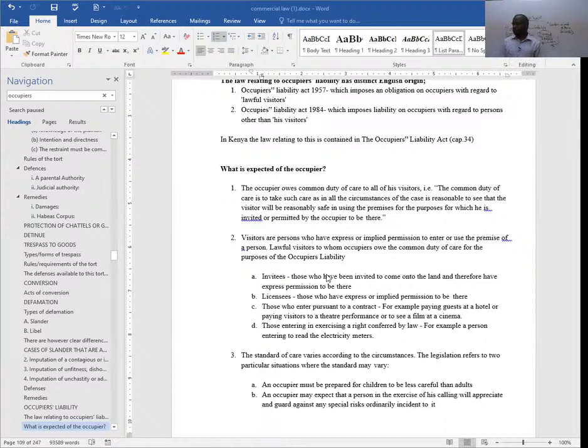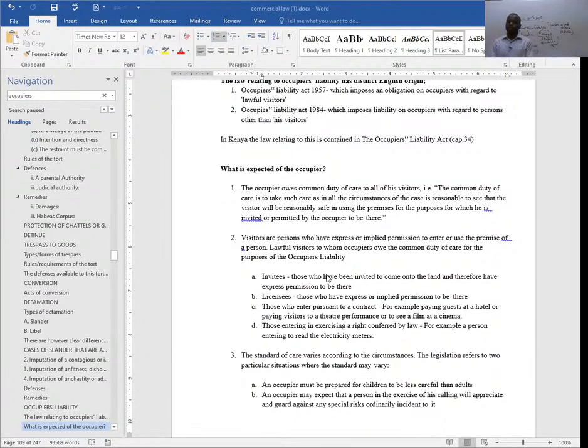Number 2, visitors are persons who have express or implied permission to enter or use the premises of a person. Those who have been licensed or allowed under the law are the persons you can call visitors.